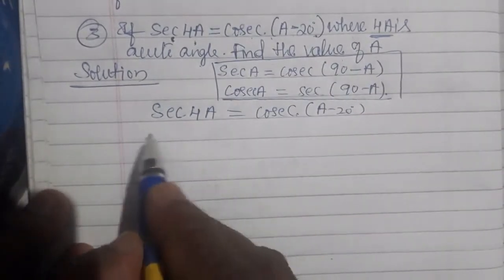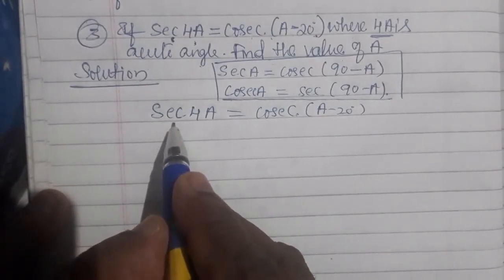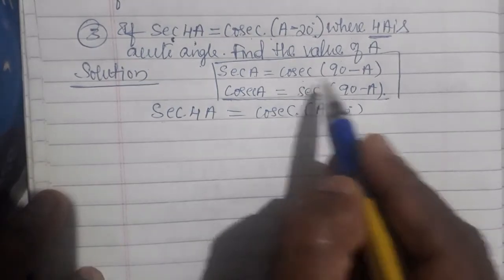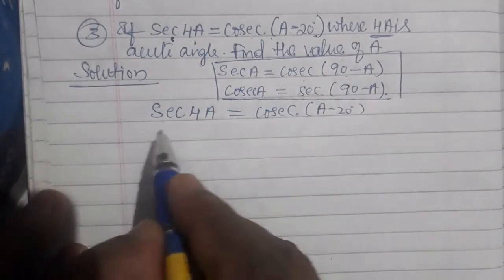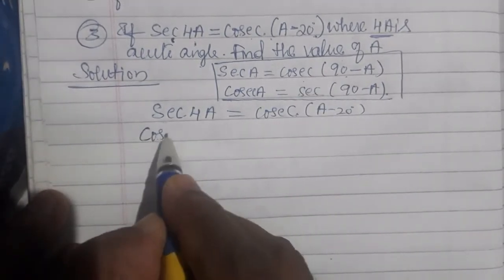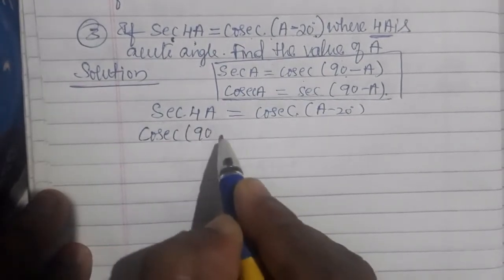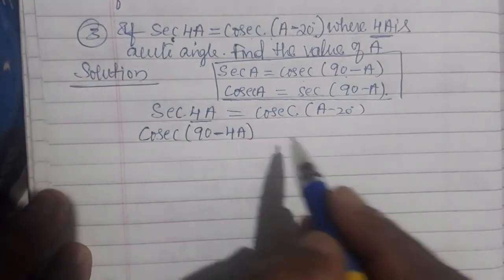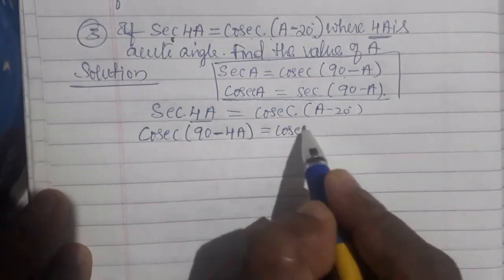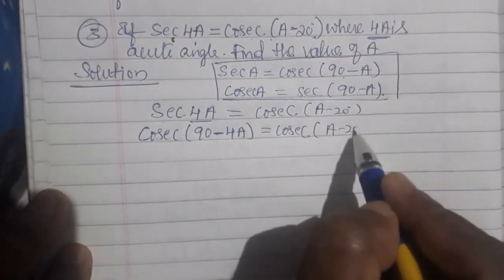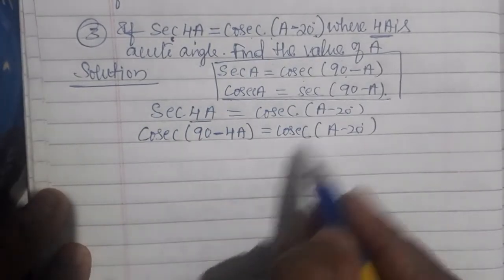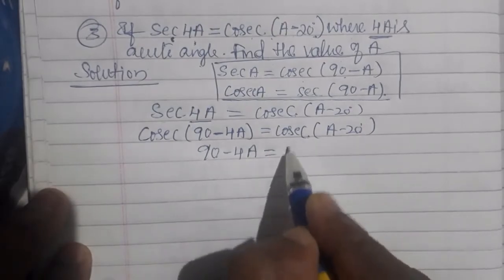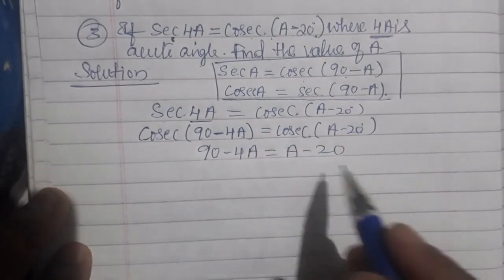Now from here the solution starts. Instead of secant A, I'll be writing cosecant 90 minus A. That ratio I'll be using. Cosecant 90 minus 4A, here 4A is the acute angle, is equal to cosecant A minus 20 degree. Now cosecant you can leave. 90 degree minus 4A is equal to A minus 20 degree.